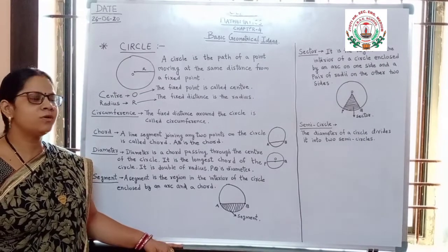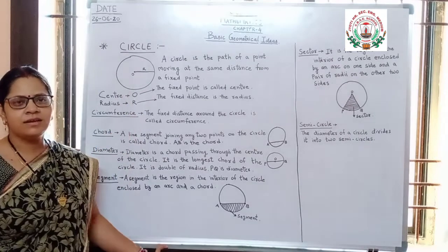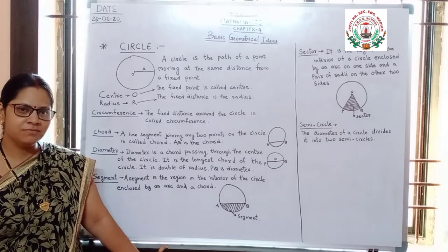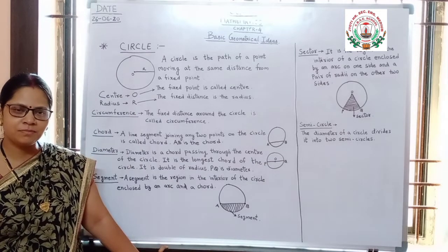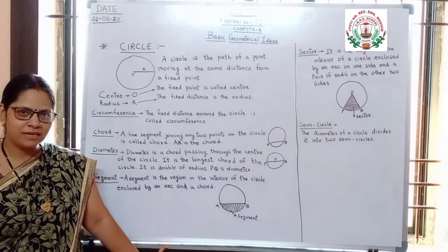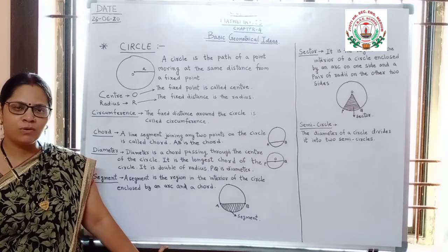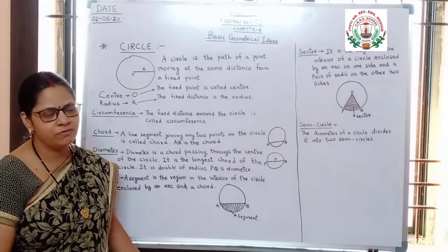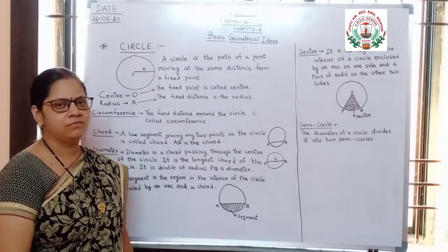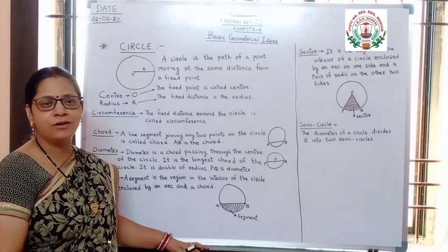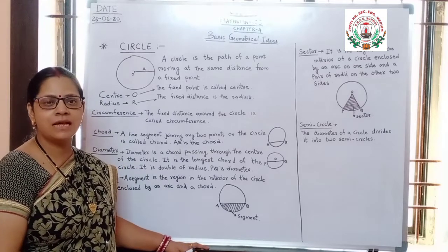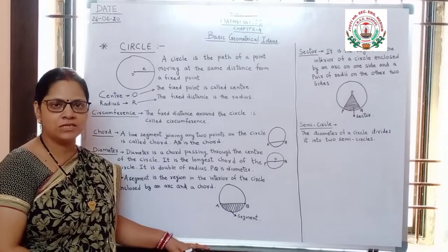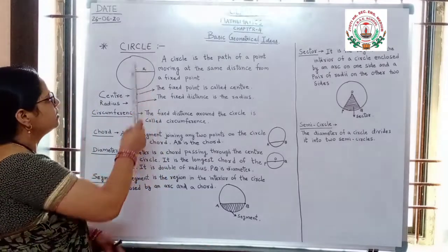Coming to the next topic, circle. Circle, everyone knows. The bangle we are wearing is circle in shape. The chapati we are eating is circle in shape. A coin is circle in shape. So that is circle. Everyone has known this from very childhood, you are studying this from class 3 onwards. In class 1 also we have seen the shapes and all. So this is the circle.